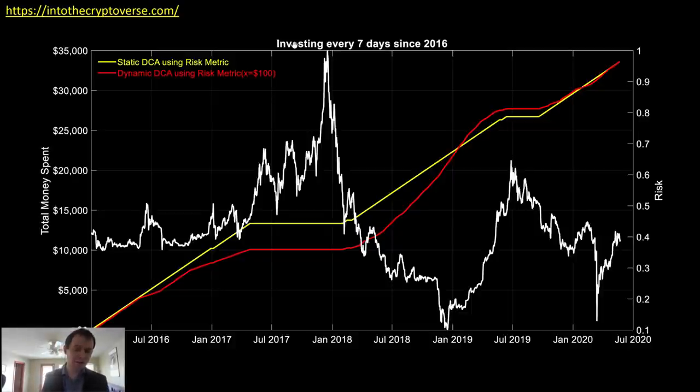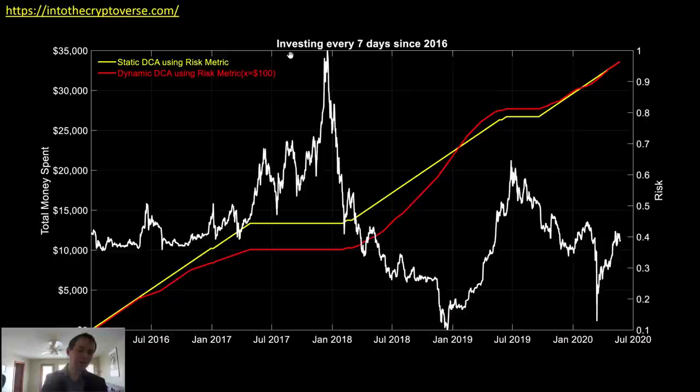Obviously, if the static DCA approach is better than the dynamic DCA approach, then what would have even been better than the static DCA approach would have just been a lump sum, most likely, because you would have just been putting the money into the market and then Bitcoin would have gone parabolic. Okay, so if Bitcoin's going parabolic, then obviously in the short term, dynamic DCA, this is a shortcoming of it.